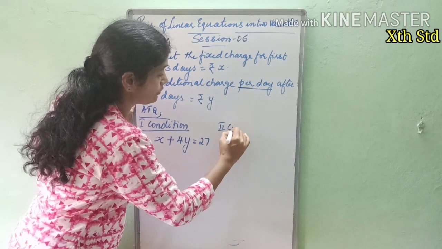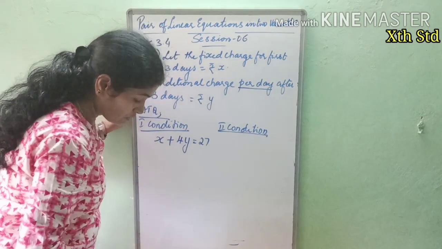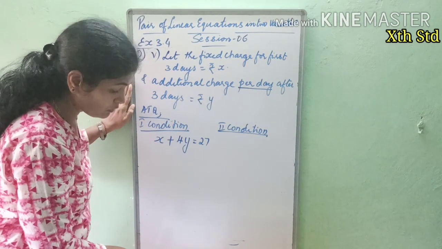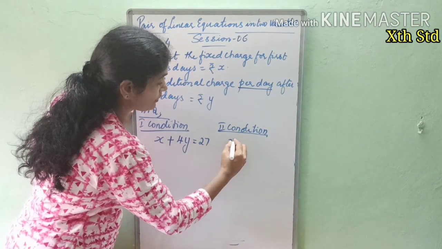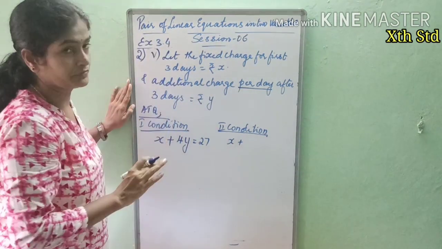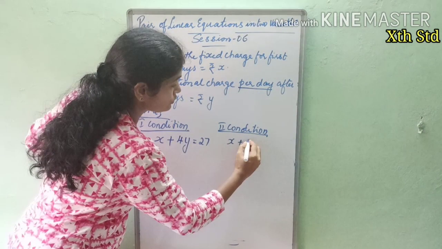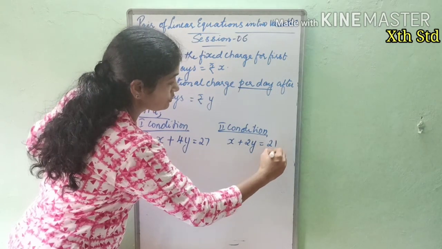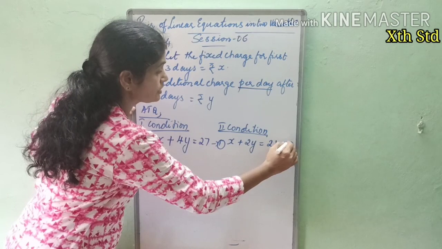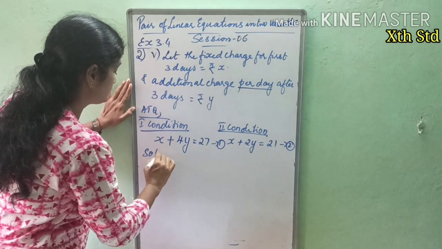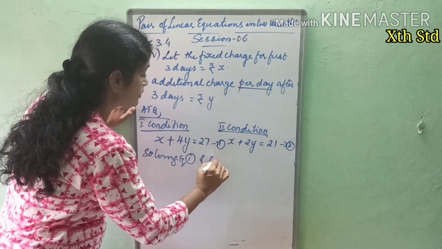What about the second one? Susie pays rupees 21 for the book she kept for 5 days. So first 3 days x rupees. Out of 5, 3 days are gone, so 2 days are remaining. Each day y rupees, so 2y. 21. Right. So this is your equation 1 and equation 2. Solving equation 1 and equation 2.